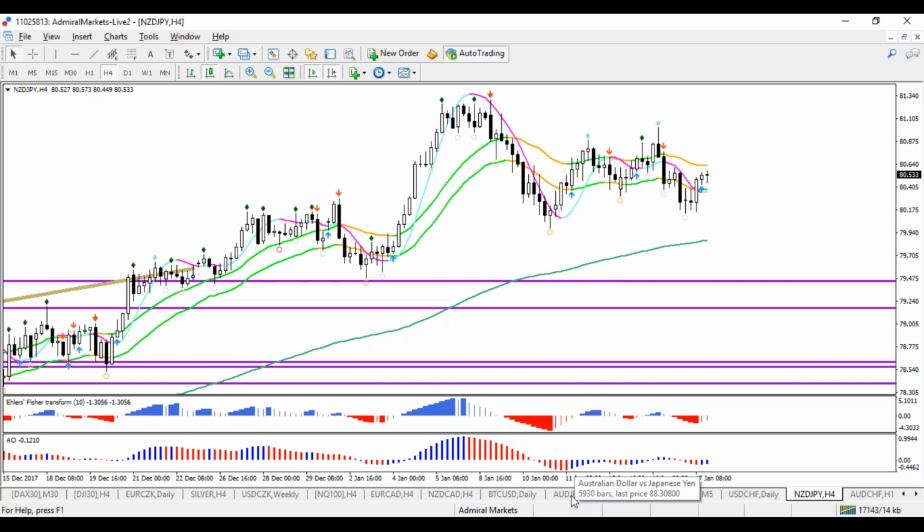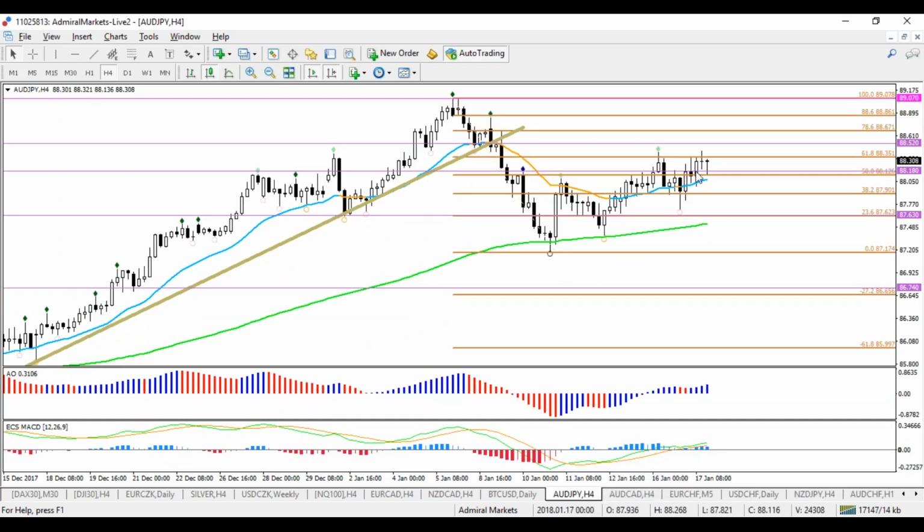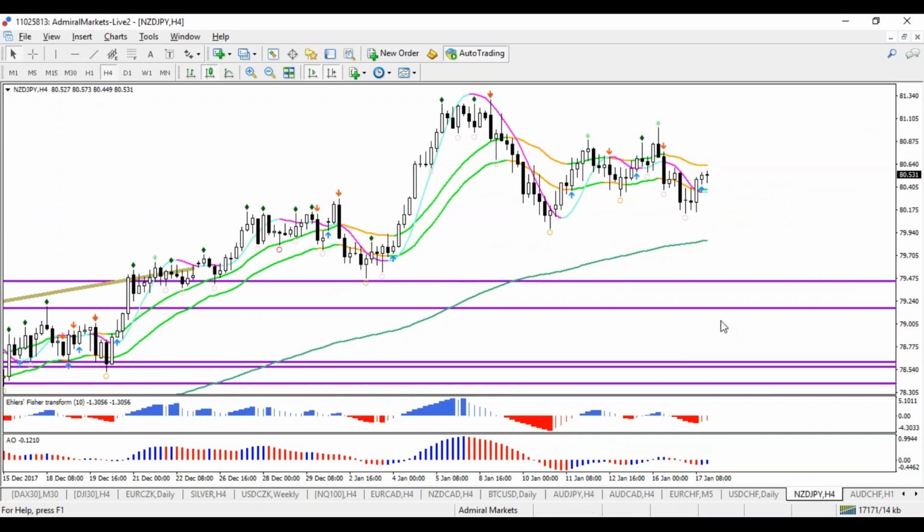Aud yen, New Zealand yen still moving slowly. New Zealand inching higher. Aud yen, sorry. So you can see how slow those are. Was indeed thinking about a breakout here, but didn't take it because of the slowness of this pair. And New Zealand yen also. And Aud yen a little bit better than New Zealand yen, but not by much.